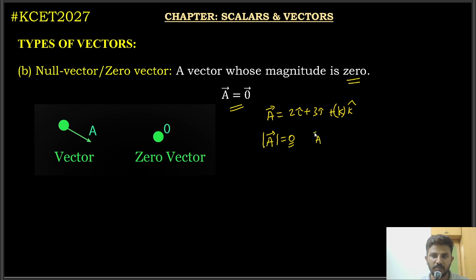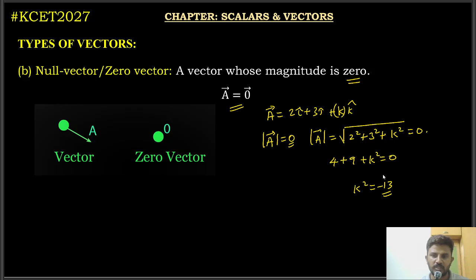We know that the magnitude of a is given by the square root of ax square plus ay square plus az square. In place of ax we have 2, ay we have 3, and az is k, and this should be equal to 0. So 2 square is 4, 3 square is 9, plus k square is equal to 0. 9 plus 4 is 13, that will go to this side. So k square is minus 13.